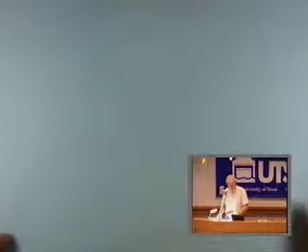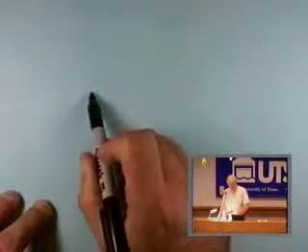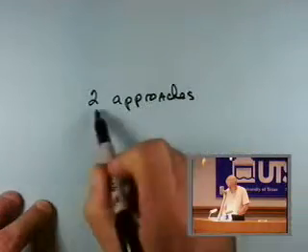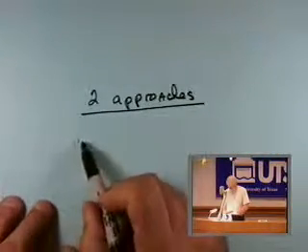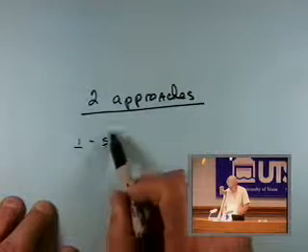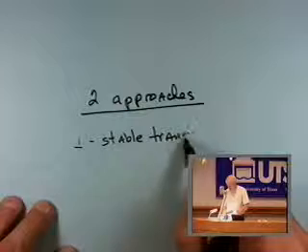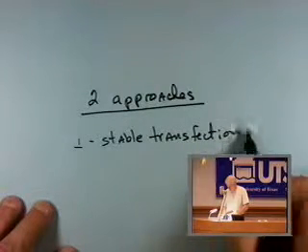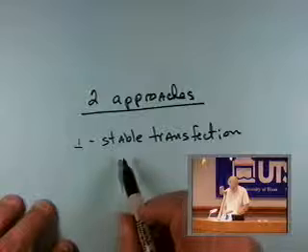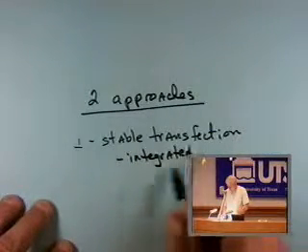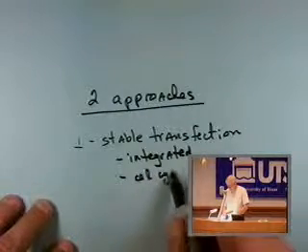So finally, just to clarify, I've been using stable and permanent a couple of different ways, and let's close with that. The two approaches: what I said before was permanent. It's the stable transfection. That's the one where it is integrated and goes on with the cell cycle.